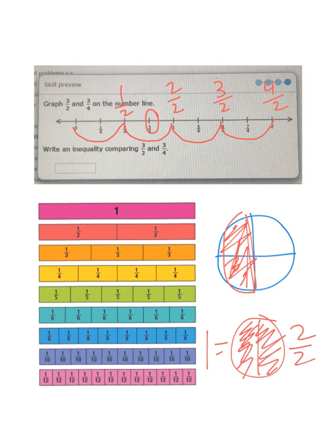So now this question becomes really simple. Write an inequality, which is bigger, 3/2, which is here, or 3/4, which is back here. Obviously 3/2 is bigger. 3/2 is greater than 3/4.